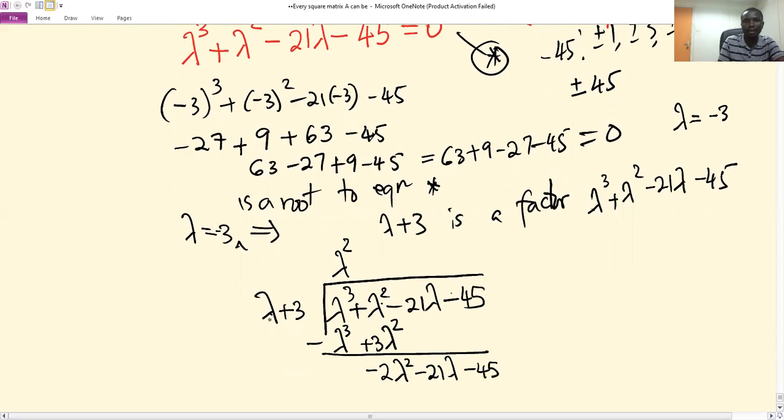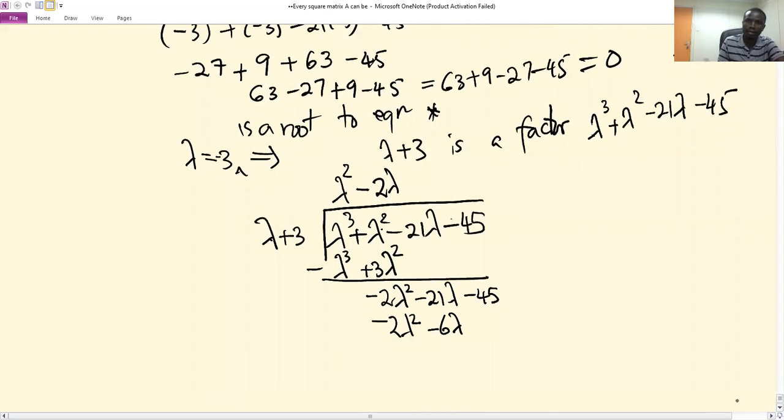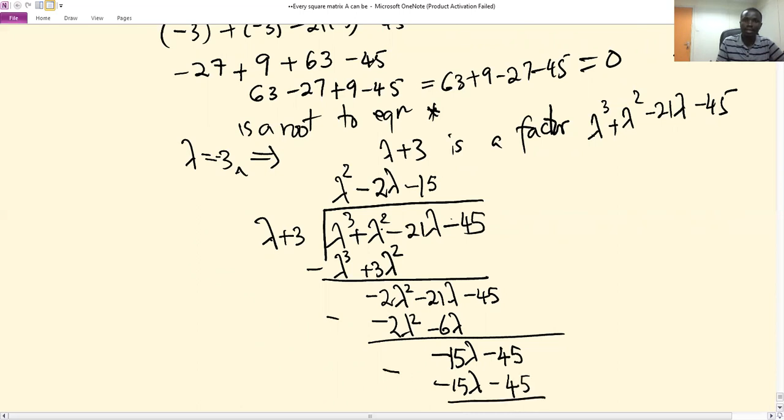So what do you multiply by lambda to get minus 2 lambda squared? That should be minus 2 lambda. So this is minus 2 lambda squared, and this would be minus 6 lambda. You still subtract. So this will be 0 minus 21 minus minus 6 is minus 21 plus 6, that is minus 15 lambda. You bring down 45. So you need to multiply lambda by minus 15 to get this value. So you write here minus 15. So this will be minus 15 lambda. Minus 15 times positive 3 is minus 45. And when you subtract, this will give you 0.